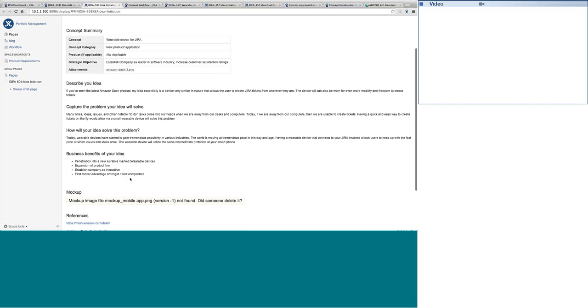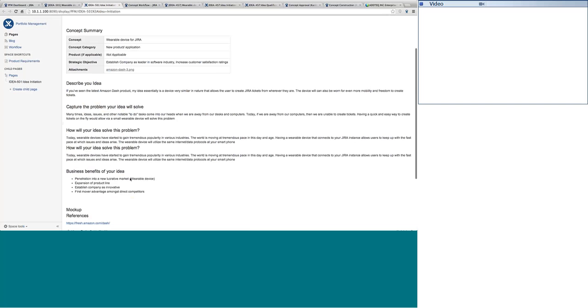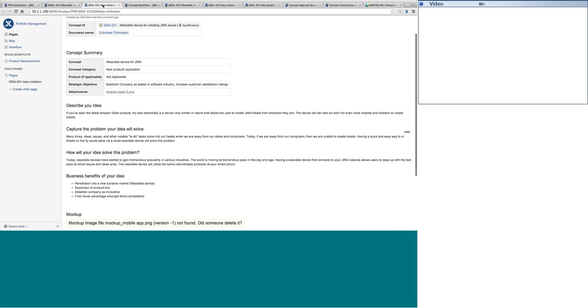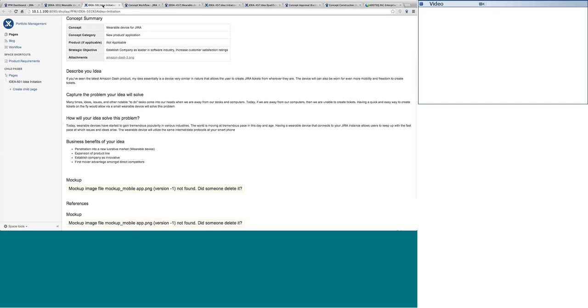You can see that whatever we have captured in the Jira ticket, this information is handy for me whenever I want to capture any details about my idea. So let's say that I have already captured everything in my idea initiation. Now let's see what happens after I have already initiated that.